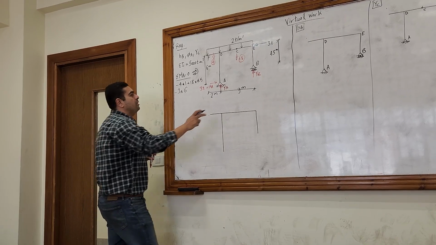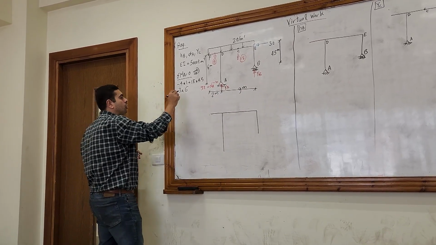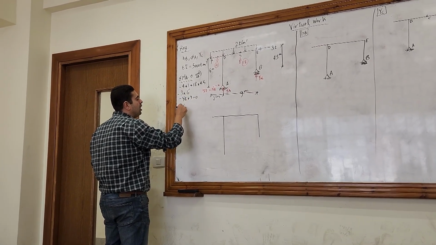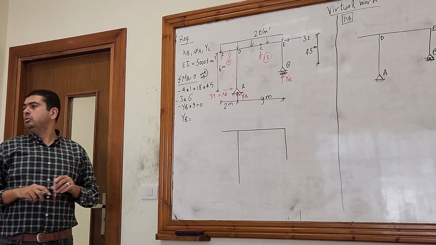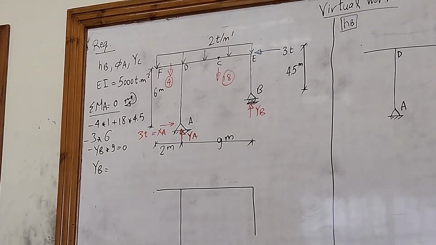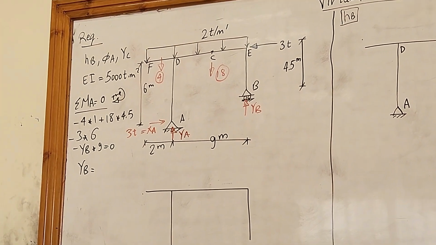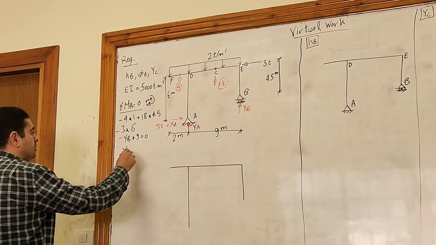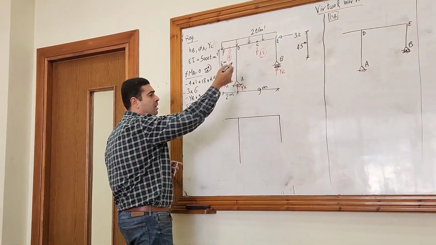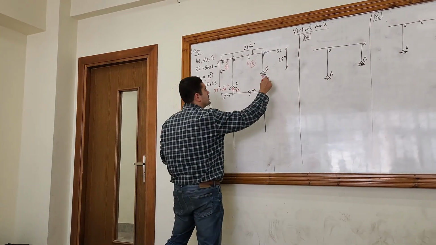The last force will be the YB itself. YB times 9, also anti-clockwise, so minus YB times 9 equals 0. So YB from here will be equal to 6.56. Positive. Positive means that I assumed the correct direction, so it's upwards. So YB is 6.56.